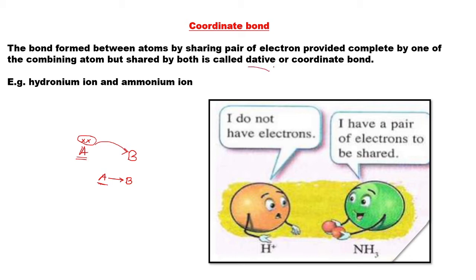In your syllabus, there are two important examples where you need to show the coordinate bond formation. The first one is the hydronium ion, that is the H3O plus ion, and the ammonium ion, that is NH4 plus. So let us discuss the examples in detail.